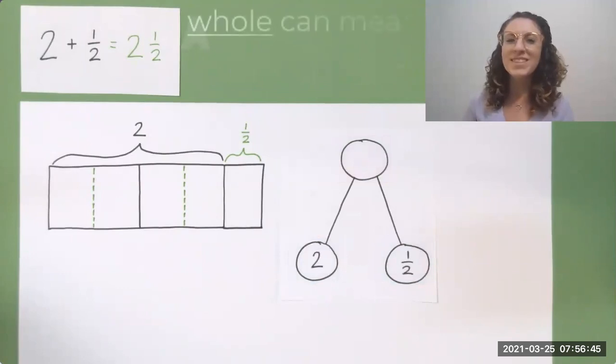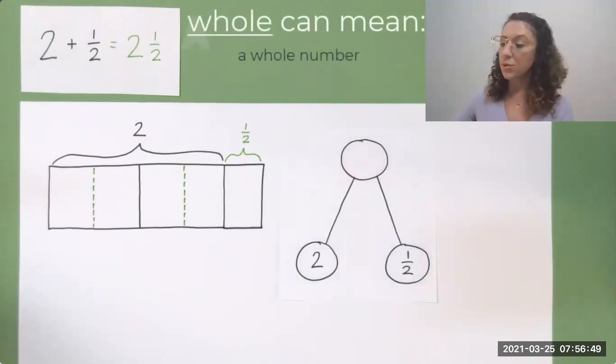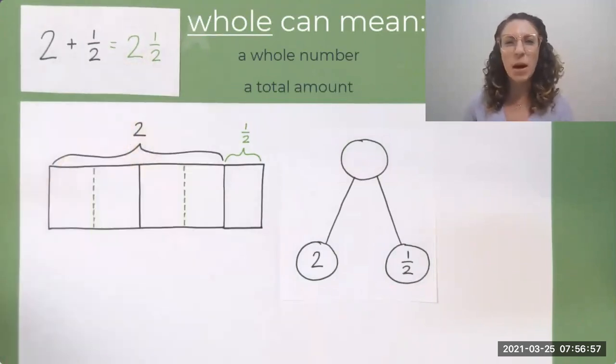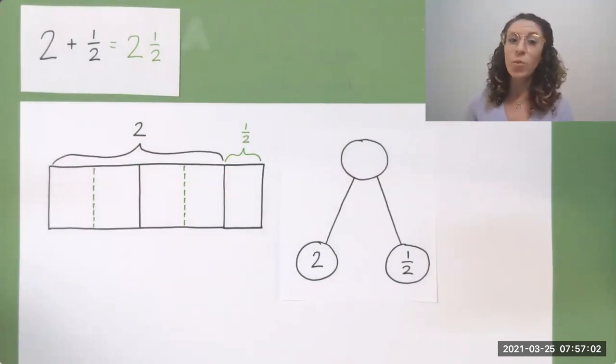The word whole is interesting. We can use it to describe a whole number, like 2, and we can also use it to describe a total amount, like the sum in this problem. I love how fractions get us thinking about parts and wholes in so many different ways. Anyway, what's our whole here? What is the sum of 2 and 1/2? That's right, it's 2 and 1/2. Fantastic. Shall we try another?